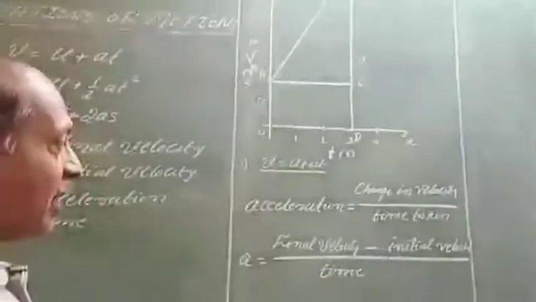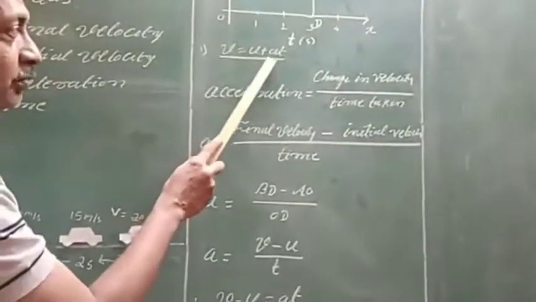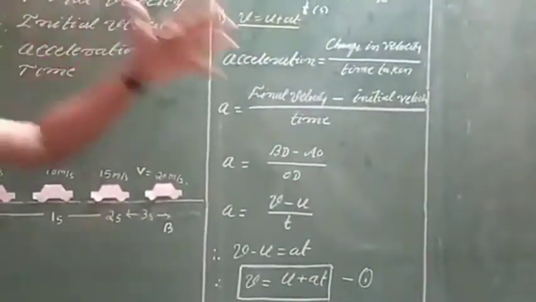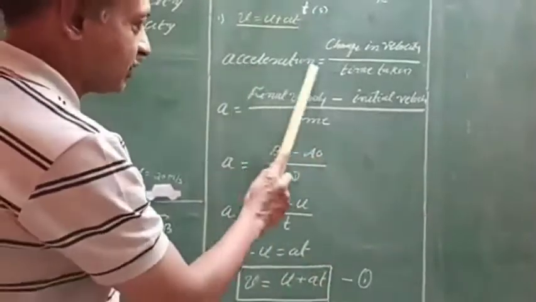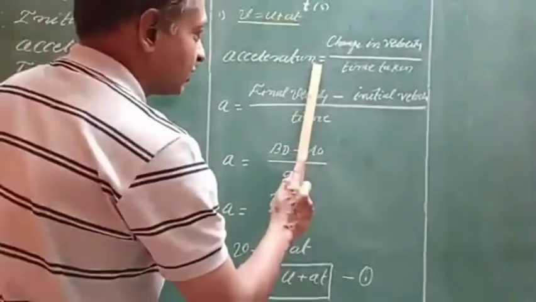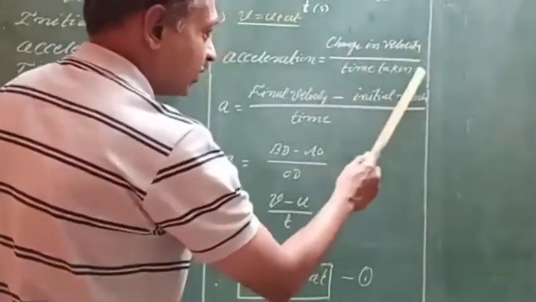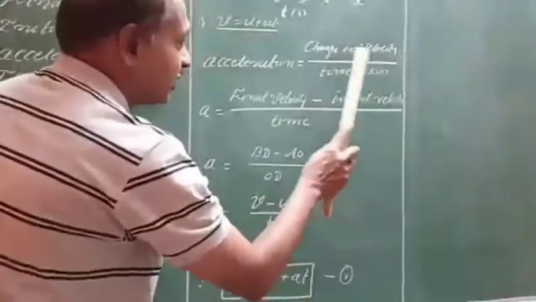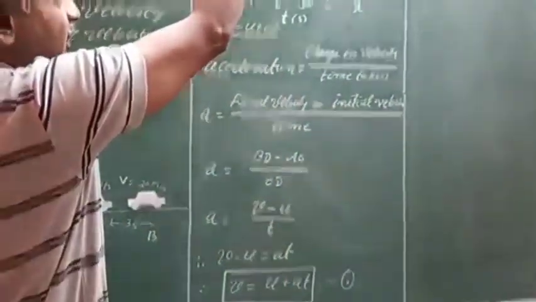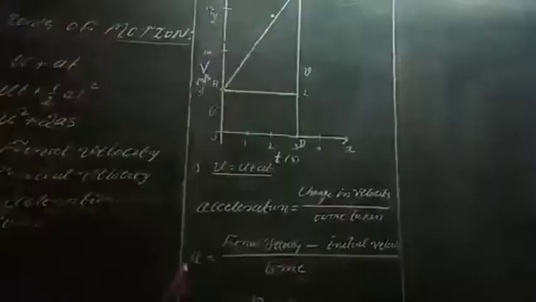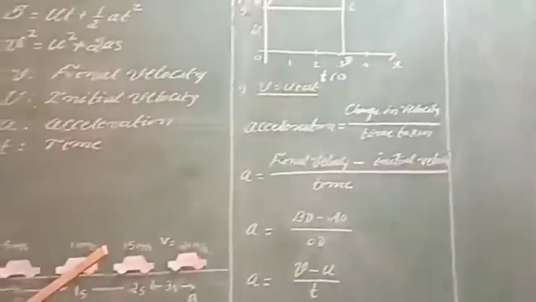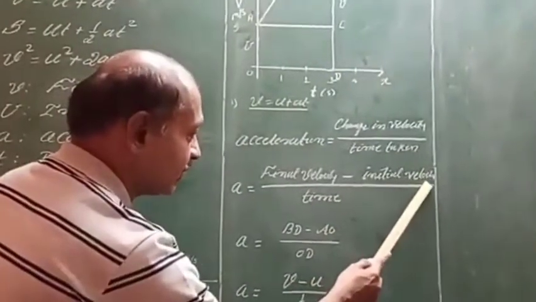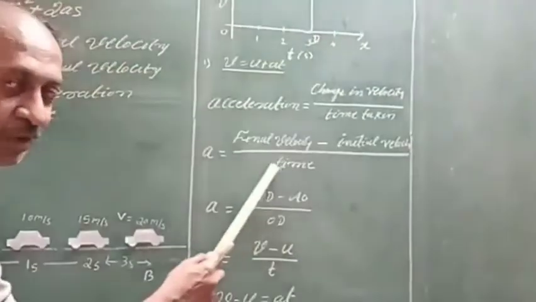First let us prove that V = U + AT. So here is the first equation. Let us prove this one. You already know the meaning of acceleration. What is the meaning of acceleration? It is the change in velocity divided by the time taken. What is the change in velocity? It is the final velocity minus the initial velocity. Therefore, acceleration is the final velocity minus the initial velocity, divided by the change in time, or we can call it the time.